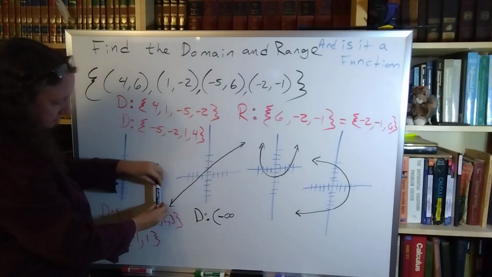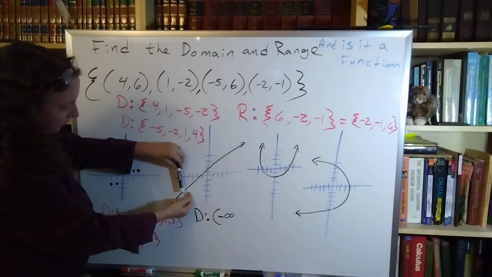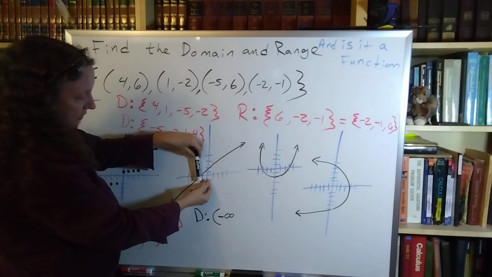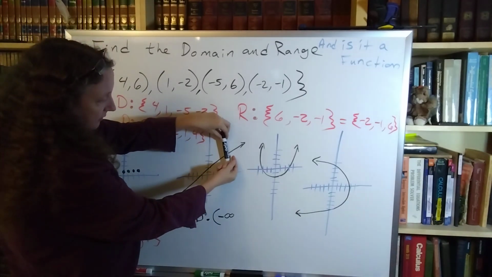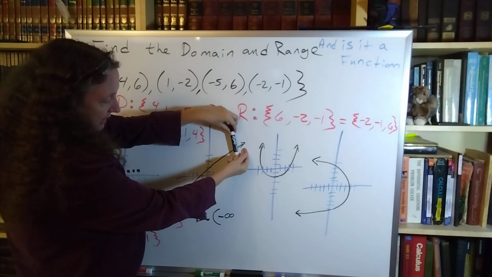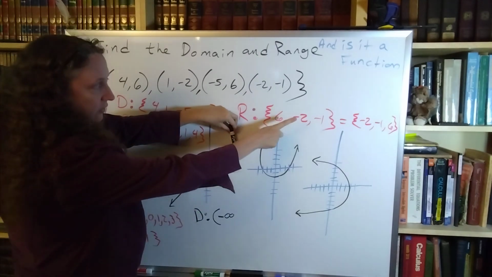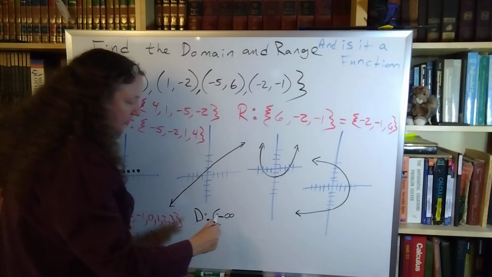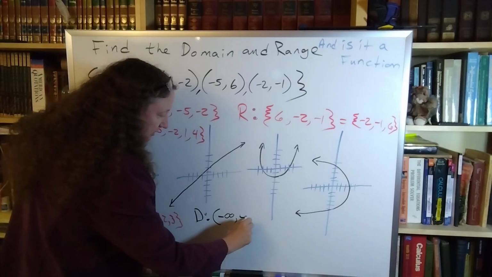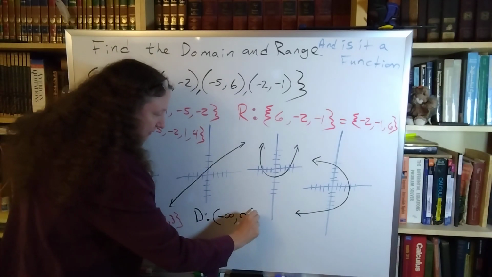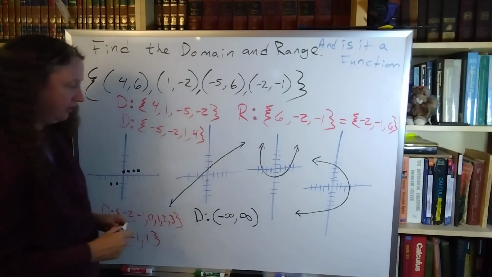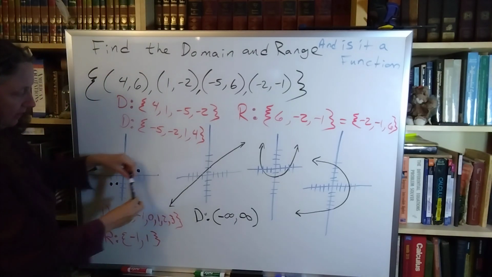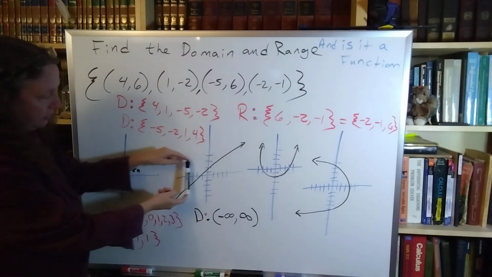Continuing on, I see my line continues, there's no break in it, no breaks at all in it, and when I see it at the end over here, it has an arrow saying that it keeps going in that direction. So that is going to be the positive infinity. And infinity always gets the parentheses. So that was my x's. X's is your domain.